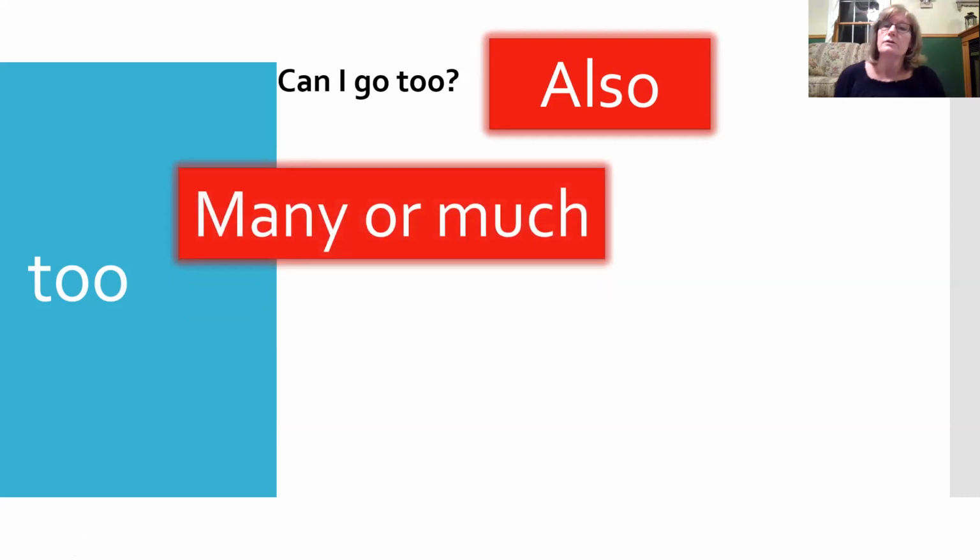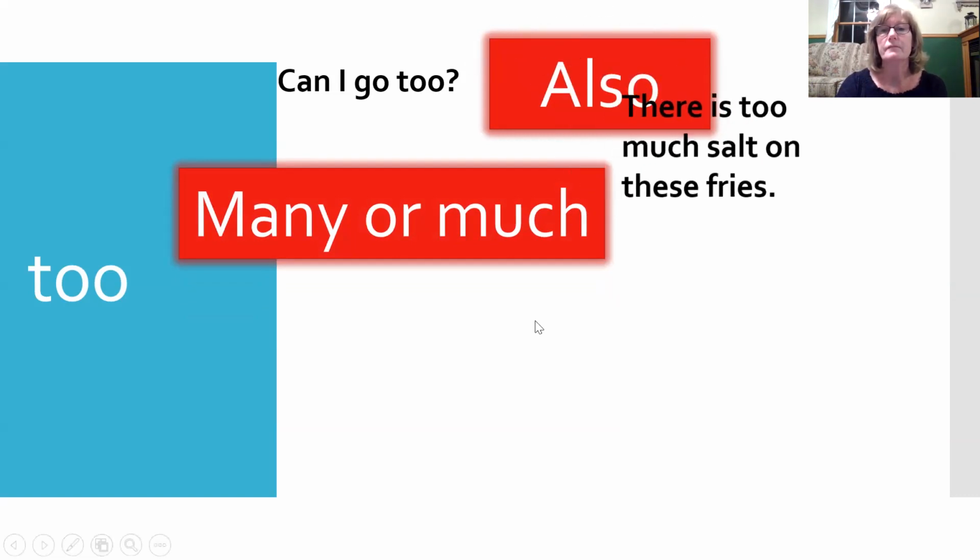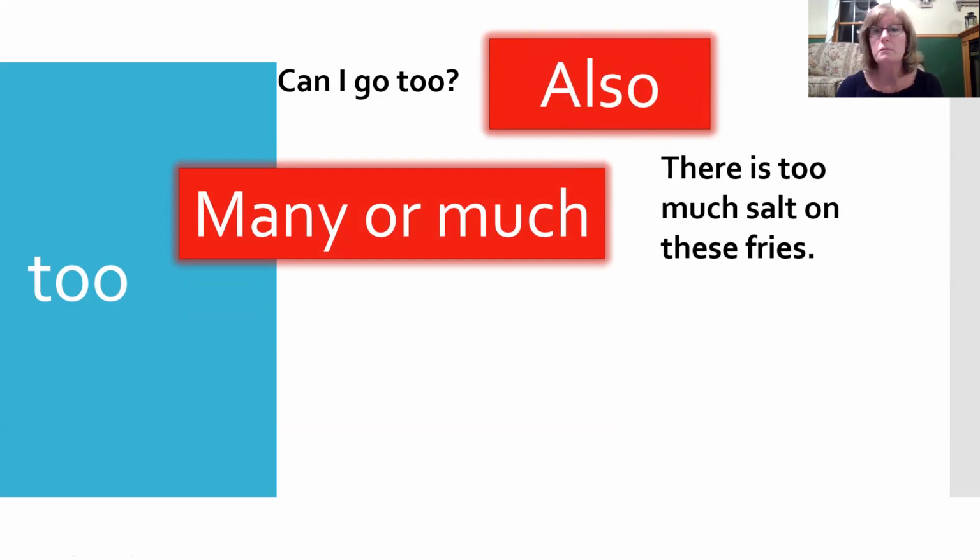Another way that you're going to use T-O-O is if you're describing in your sentence too many or too much of something. Let me show you an example. There is too much salt on these fries. Notice I use the word too with 2 O's because I'm talking about too much of something.